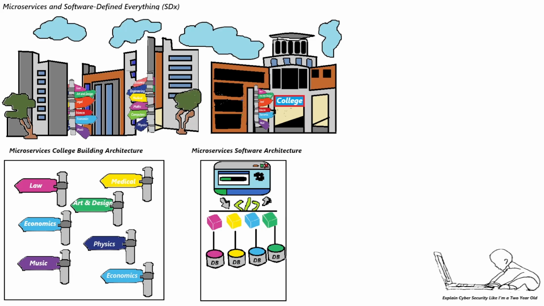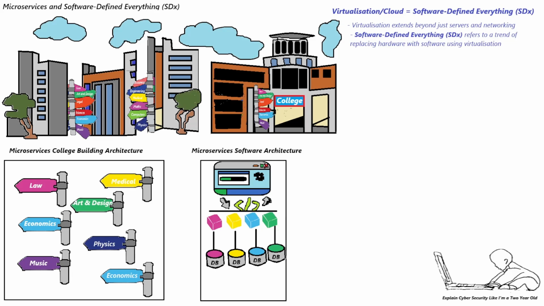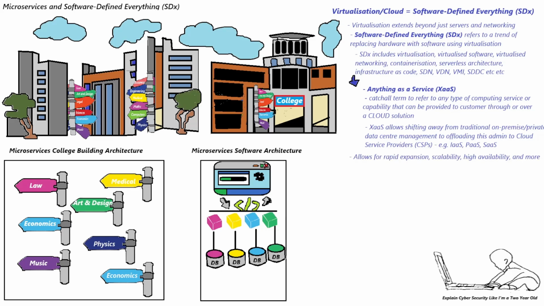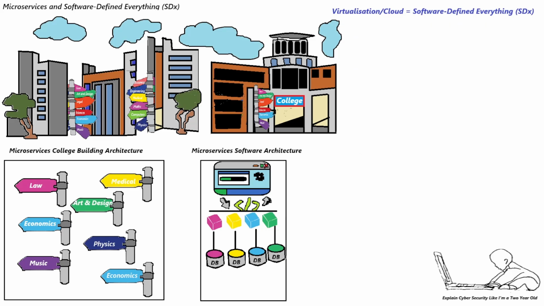So let's start with some important CISSP technical terms, such as Software Defined Everything, SDX, which basically means that anything such as hardware and networking and even obviously software can be virtualized and managed as code. You may also hear the term Anything-as-a-Service, XaaS, which effectively means the same thing. This will be explained shortly through the use of an illustration and further analogies, but ultimately aid for the rapid expansion, scalability, high availability, and much more.